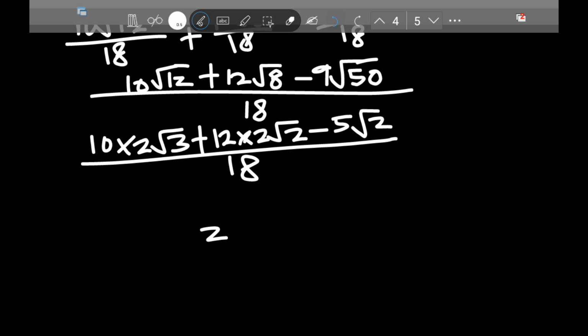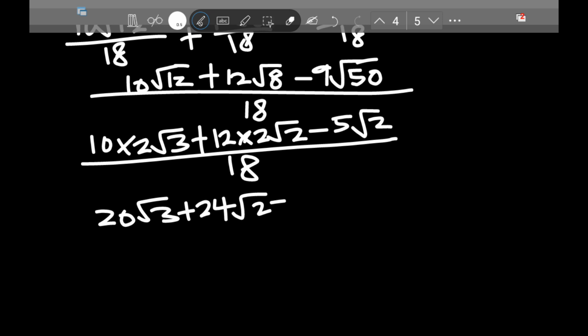Don't forget that you should do the same thing here. Simply multiply 10 and 2 together. 10 times 2 is 20. So that is 20 root 3 plus 12 times 2. 12 times 2 is 24. 24 root 2, minus 5 root 2, over 18.